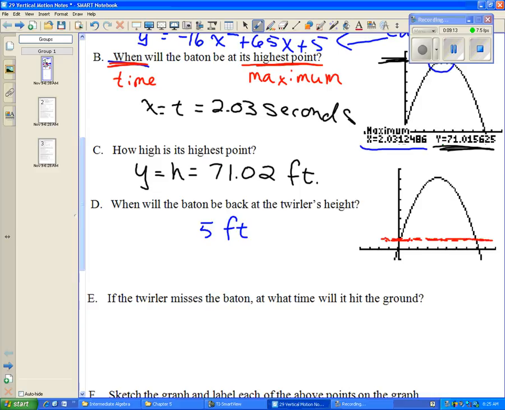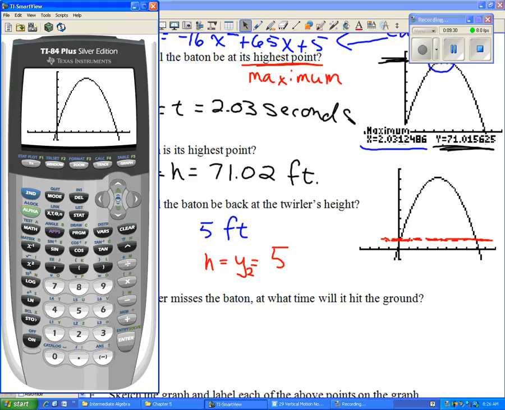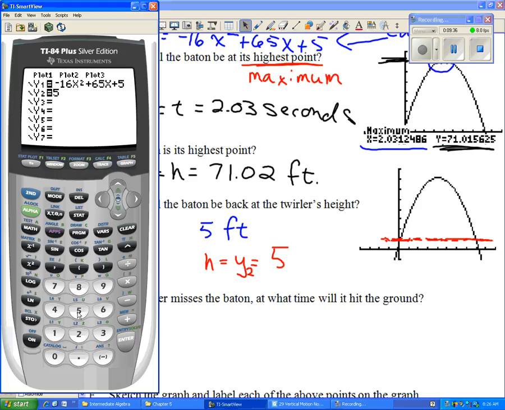Well, that looks like a horizontal line. So that tells me height is h. So my height, which we're using as y, needs to be 5. So I'm going to go to y2 in my calculator. I'm going to hit y equals, go to y2, and I want my height to be 5 feet. So I'm going to hit enter, and I'm going to hit graph.